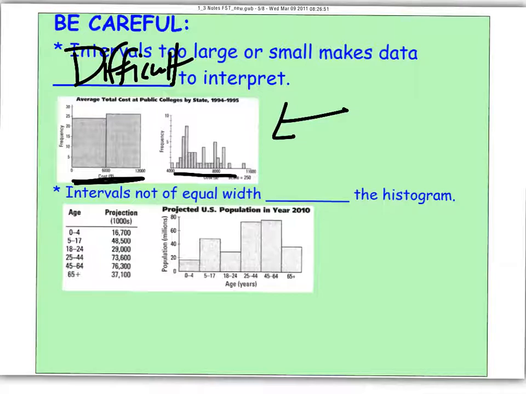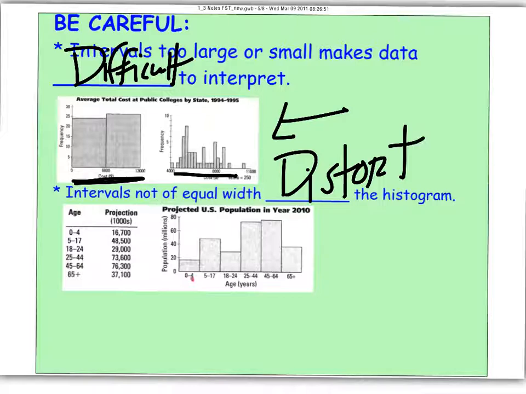The other thing they said is intervals should be of equal width, because intervals not of equal width will actually distort the histogram. And it's hard to see the ones that aren't of equal width because you really have to read it carefully. And here's my point.